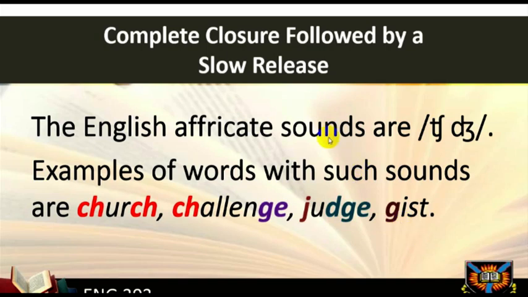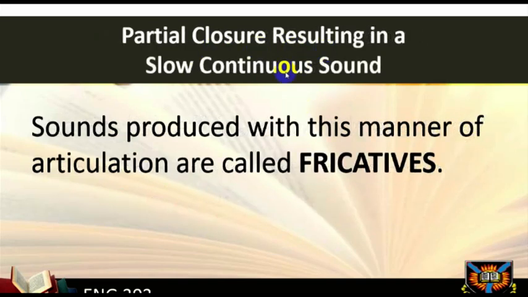Partial closure resulting in a slow continuous sound. Sounds produced with this manner of articulation are called fricatives. While producing fricatives, the organs of speech involved are very close, but there will not be total closure, such that air can pass through, but with friction and a hissing sound.